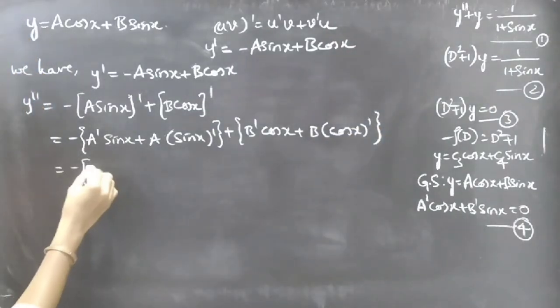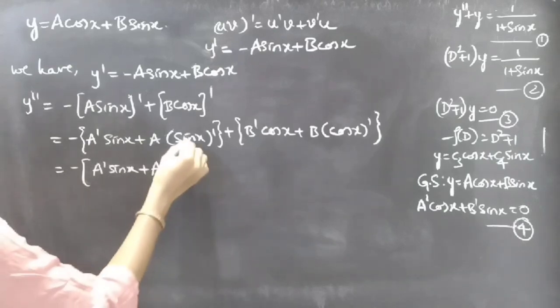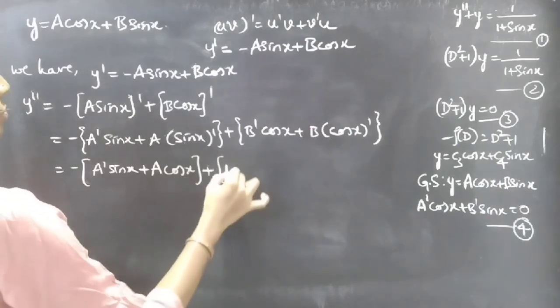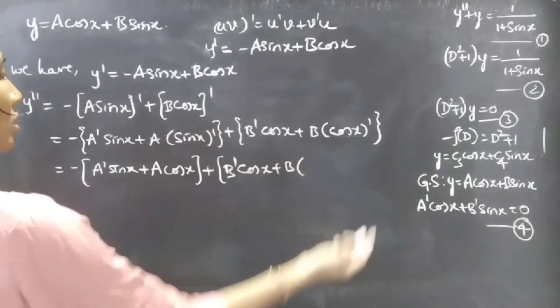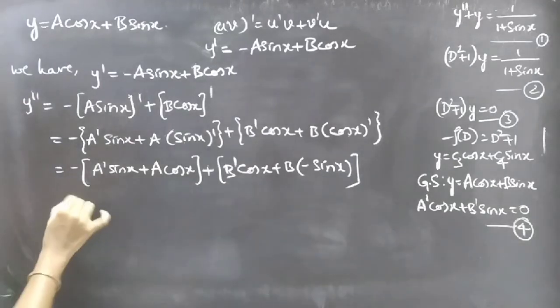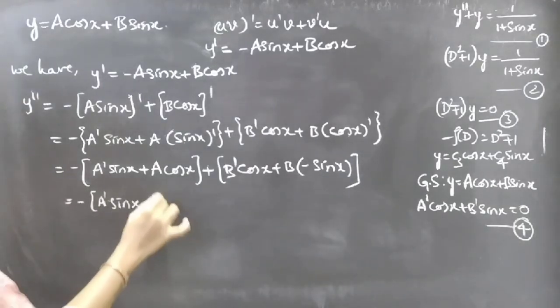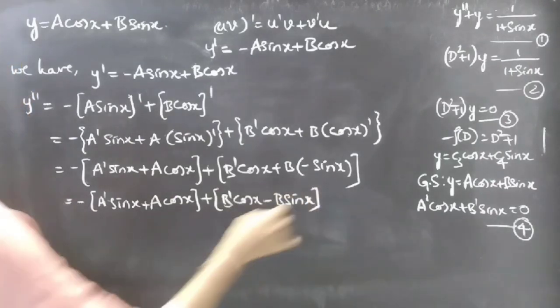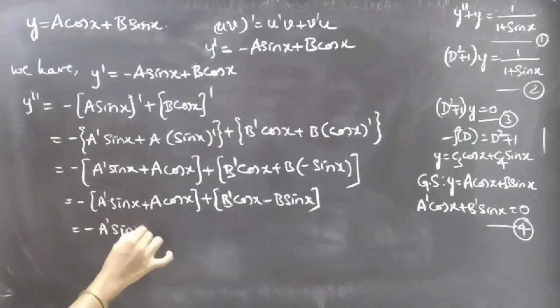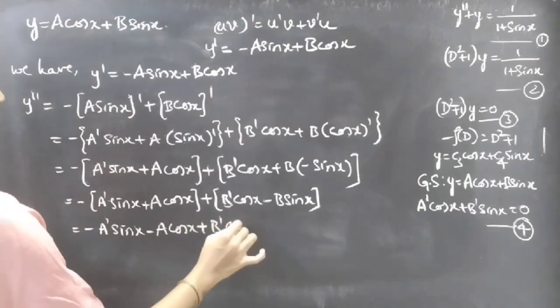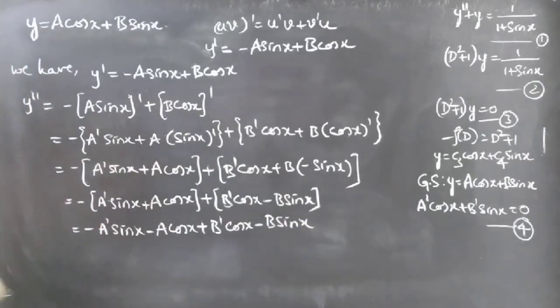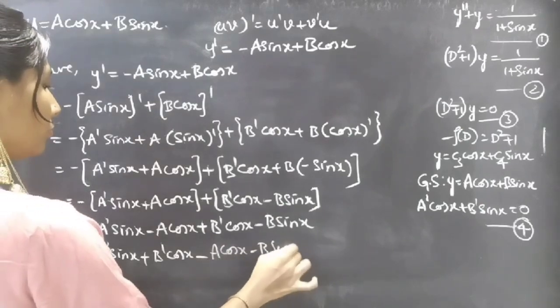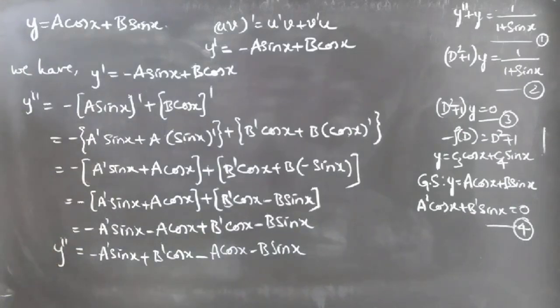This gives us minus of a dash sin x plus a into derivative of sin x with respect to x, which is cos x, plus b dash cos x plus b into derivative of cos x with respect to x, which is minus sin x. This gives us minus of a dash sin x plus a cos x plus b dash cos x minus b sin x. Right? Let's open the brackets now. Minus a dash sin x minus a cos x plus b dash cos x minus b sin x. Now write the terms involving a dash and b dash. Firstly, we'll get minus a dash sin x plus b dash cos x. Now write the terms involving a and b. Minus a cos x minus b sin x, right? Which is minus y. Now we're having y double dash and y.